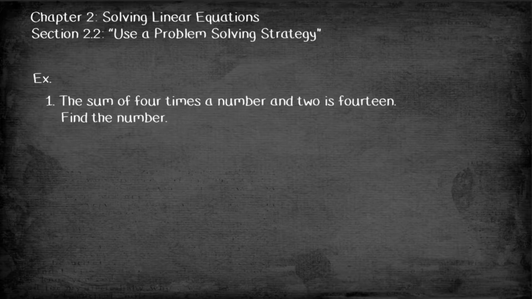All right, on to an example. The sum of 4 times a number and 2 is 14. Find the number. Okay, so we just did the first part. We read the problem. We want to identify what it is we're looking for. And what we're looking for is the number. So we want to name the number something. Let's call it x.